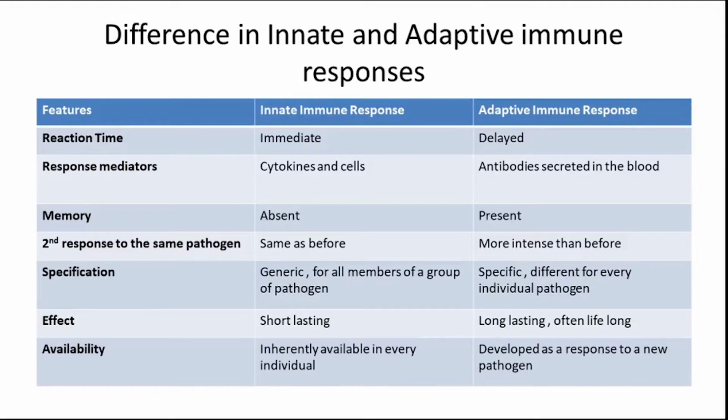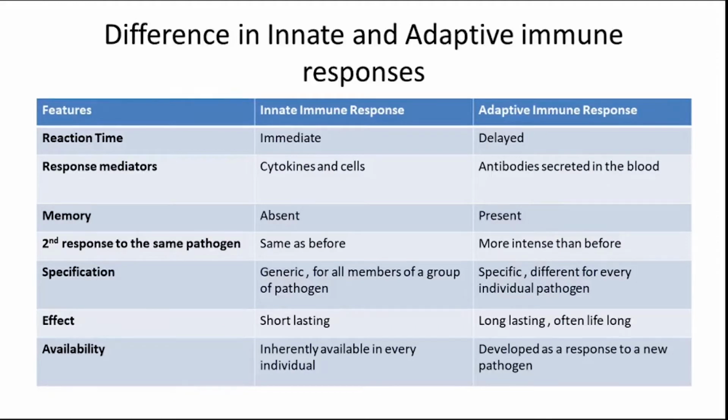If we talk about the specificity of these two immune responses, the innate immune response is generic, which is active against all members of the group of the pathogen. For example, the innate immune response is more active against the preliminary kinds of pathogens like bacteria and viruses, whereas the adaptive immune response is more specific and is different for every individual pathogen.